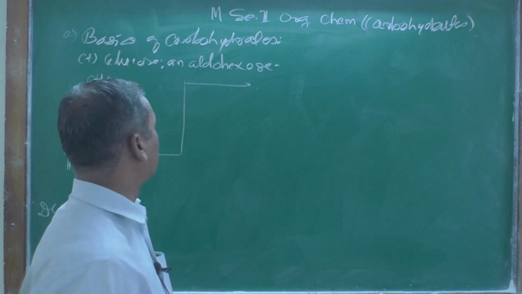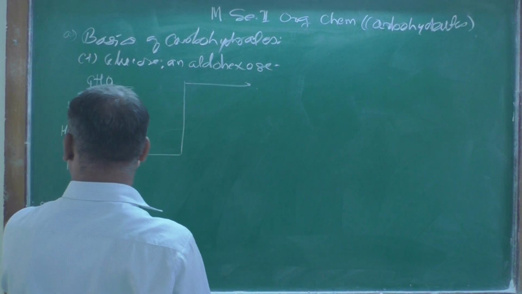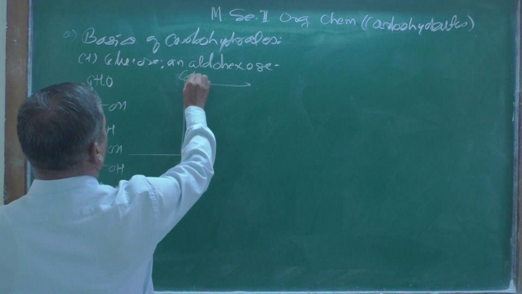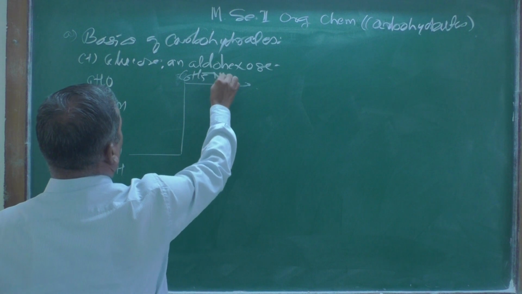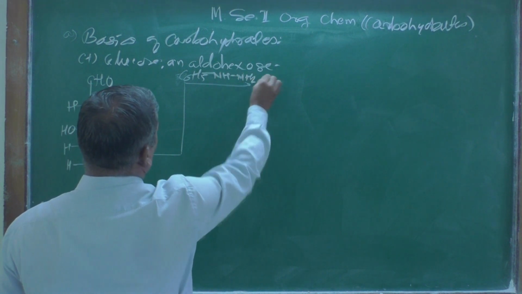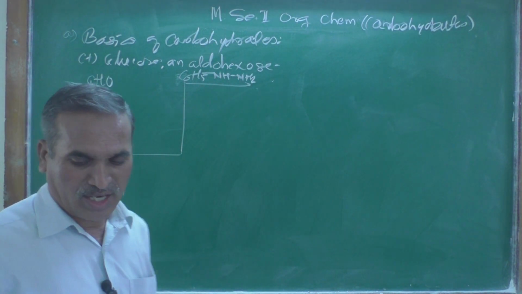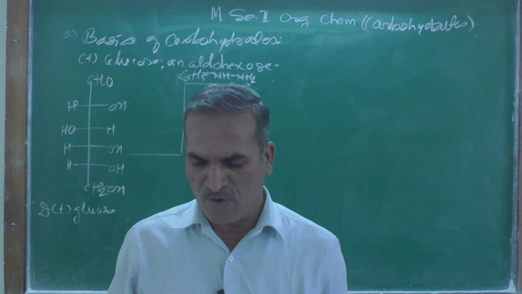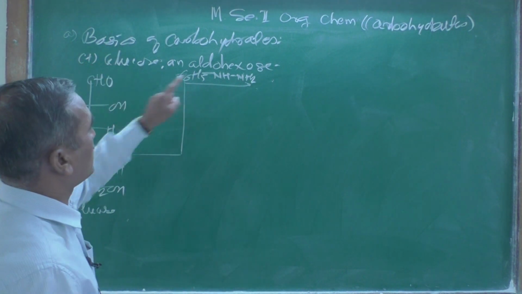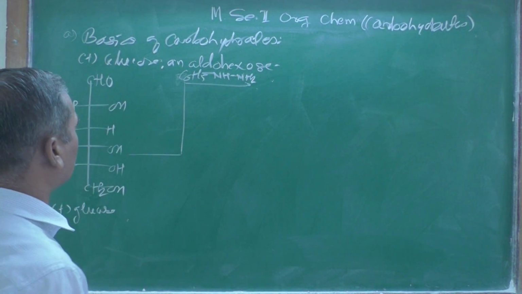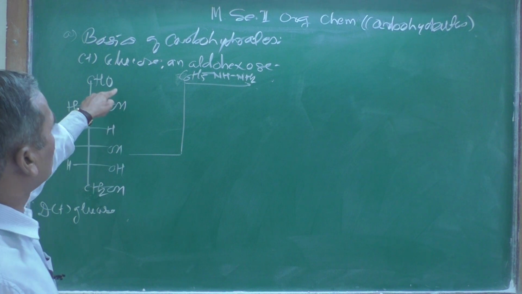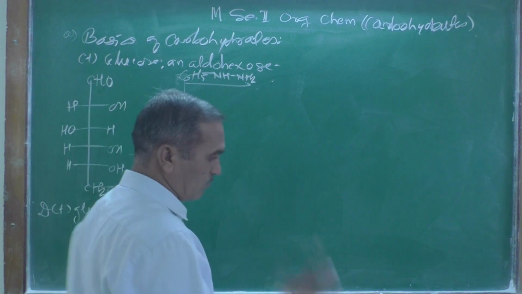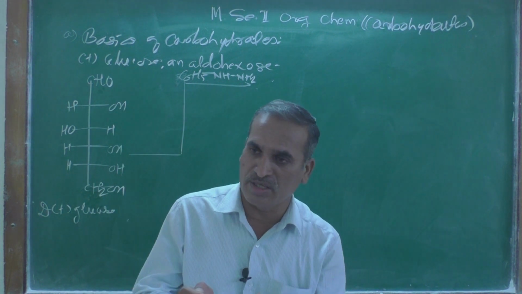Suppose this glucose is treated with phenylhydrazine, C6H5 then NH2. As we know, phenylhydrazine is one of the ammonia derivatives, so it is going to attack the carbonyl carbon, since only one carbonyl carbon is present there.